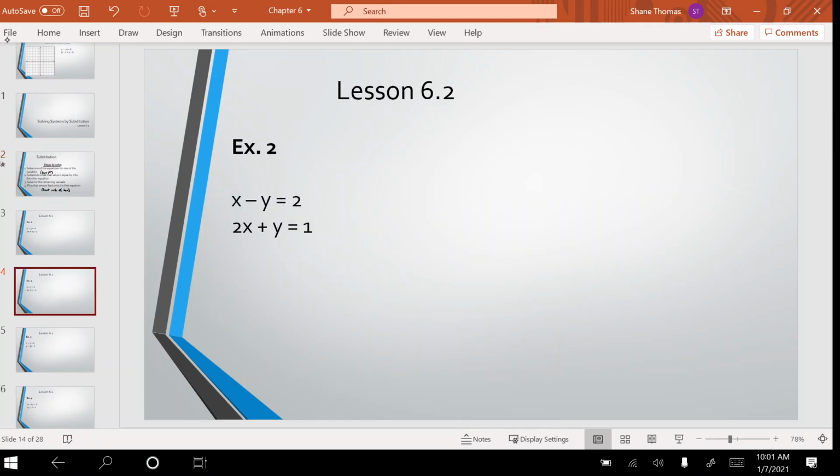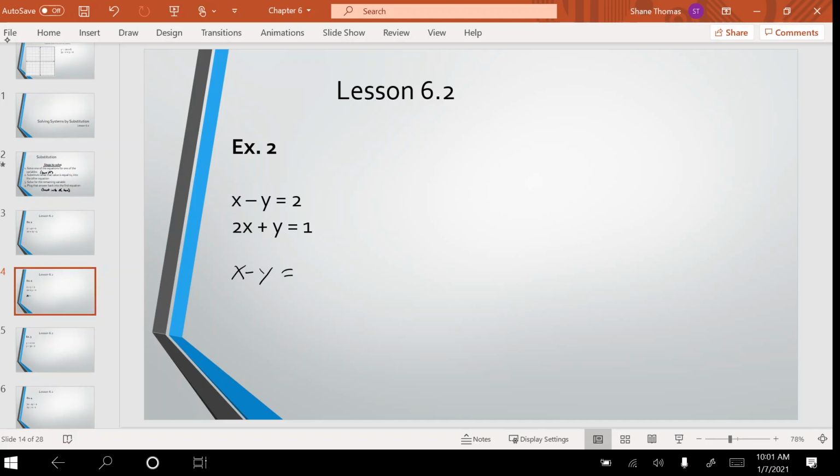First thing I want to do, I want to get a variable all by itself. I'm looking at that one. I have x minus y up top, and I have a y on the bottom. I want to try to stick with one of those guys as much as possible, get that all by itself. I like the x in the first equation because it's positive, and it's pretty much by itself. Okay, so I'm going to break this one down.